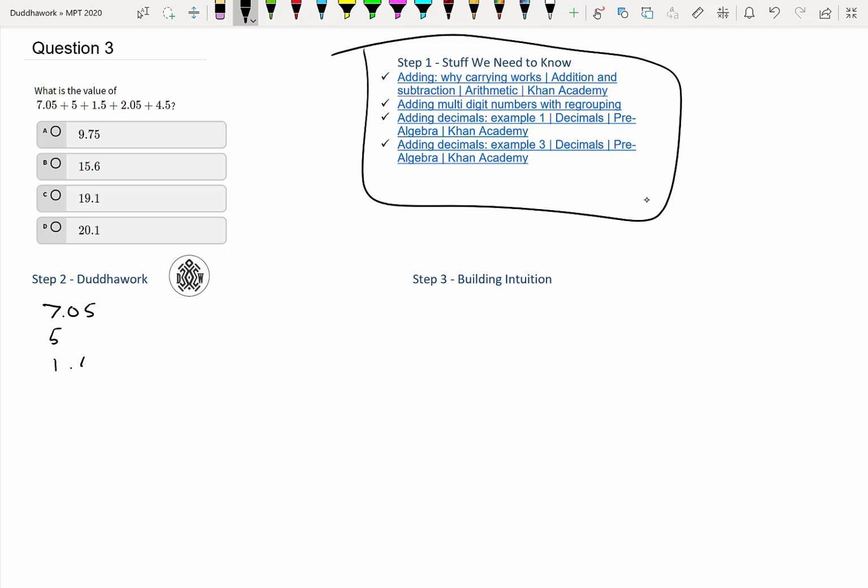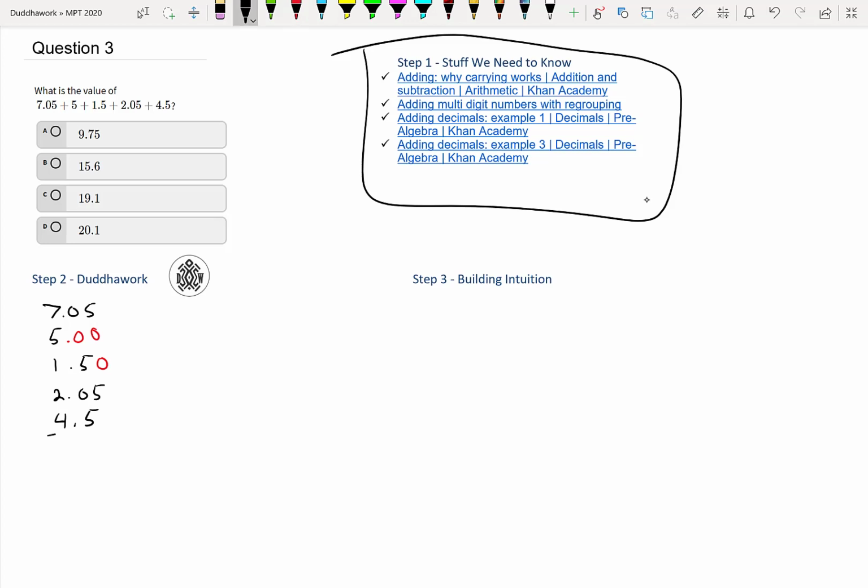And firstly, if we write those one on top of the other while aligning the decimal, you have 1.5 and 2.05 and then 4.5 again. And note that 5 is really 5.00 and that 1.5 is the same thing as 1.50. So maybe I'll add those in another color. So it would be 5.00 and then 1.50.